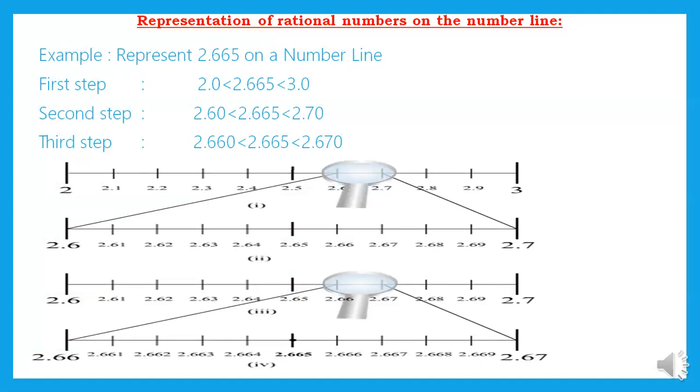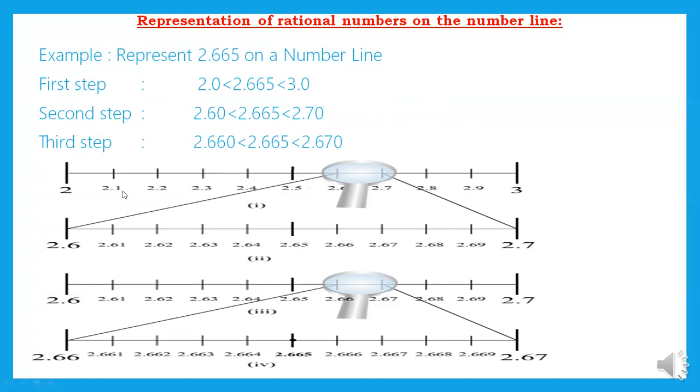2.665 is lying in between 2 and 3. Okay, in next step, 2.665 is lying in between 2.60 and 2.70. Do you clear, students? Okay, next, 2.665 is lying in between 2.660 and 2.670.